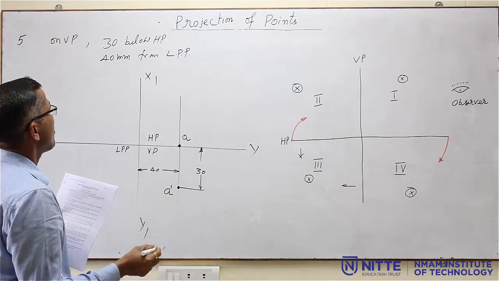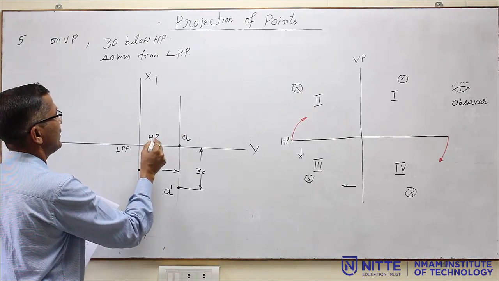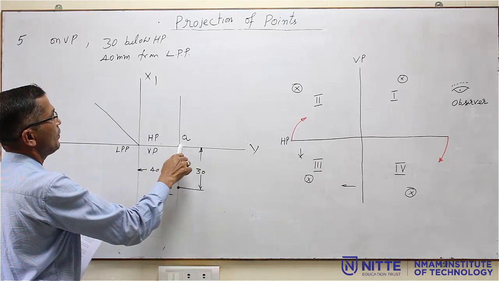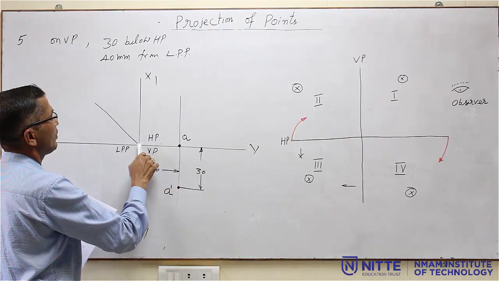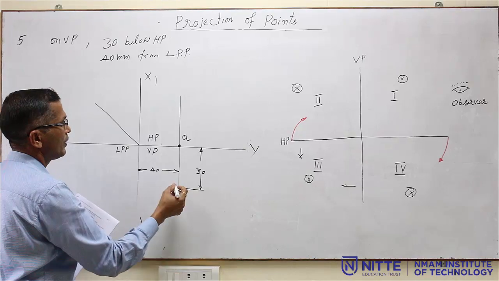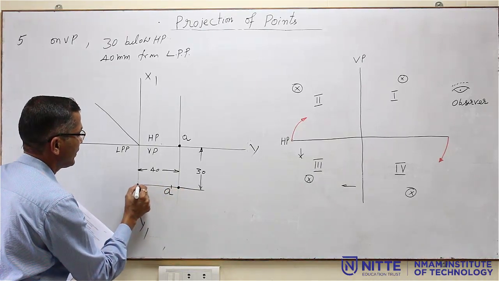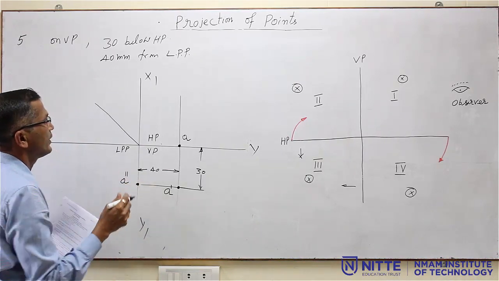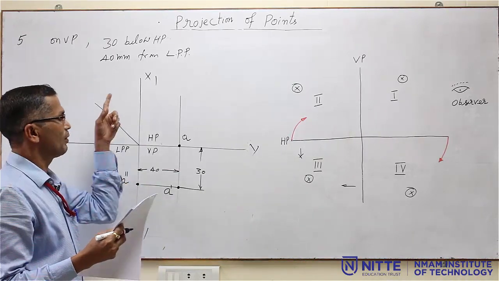Now you have to draw the profile view for this. This is HP, so adjacent to HP we have to draw a 45 degree line. Come to the top view, it will intersect the line here, move down, then project like this. So here we are going to get the A double dash. This is the solution for this particular problem.